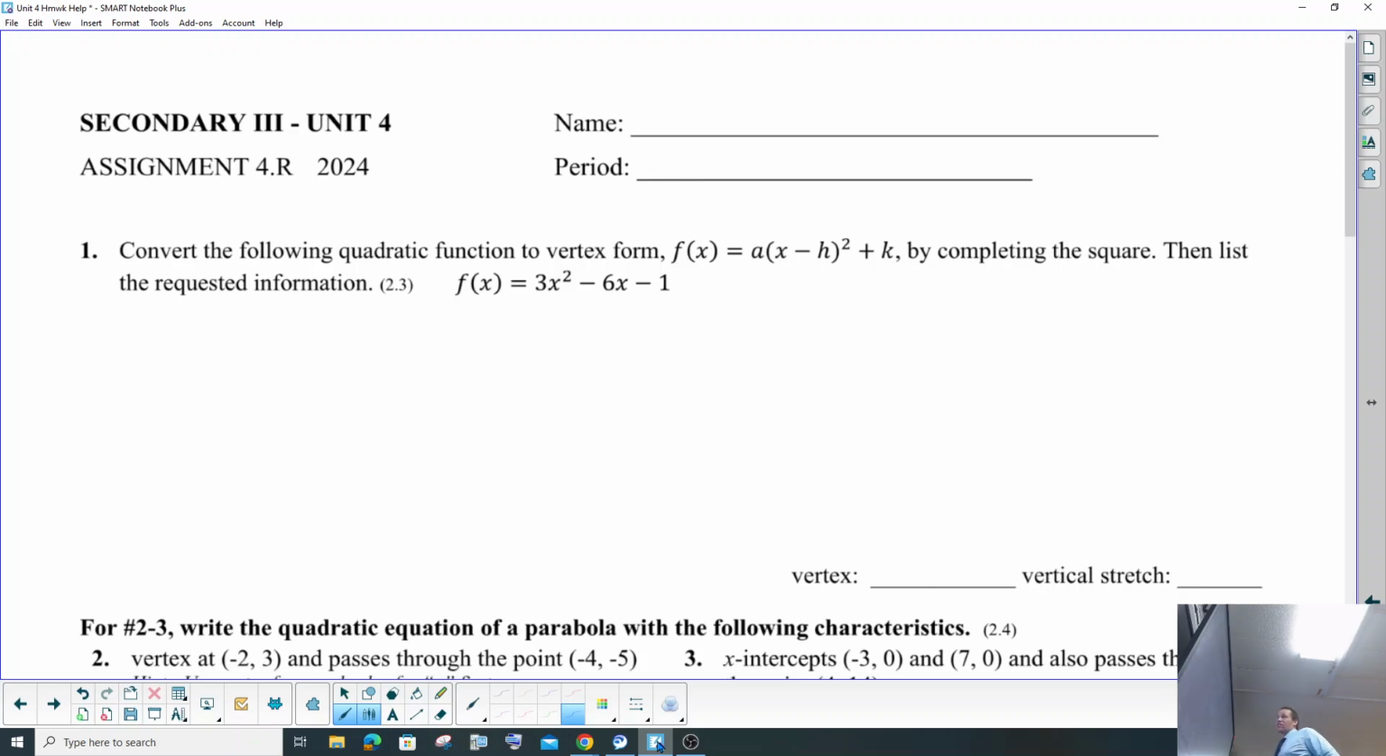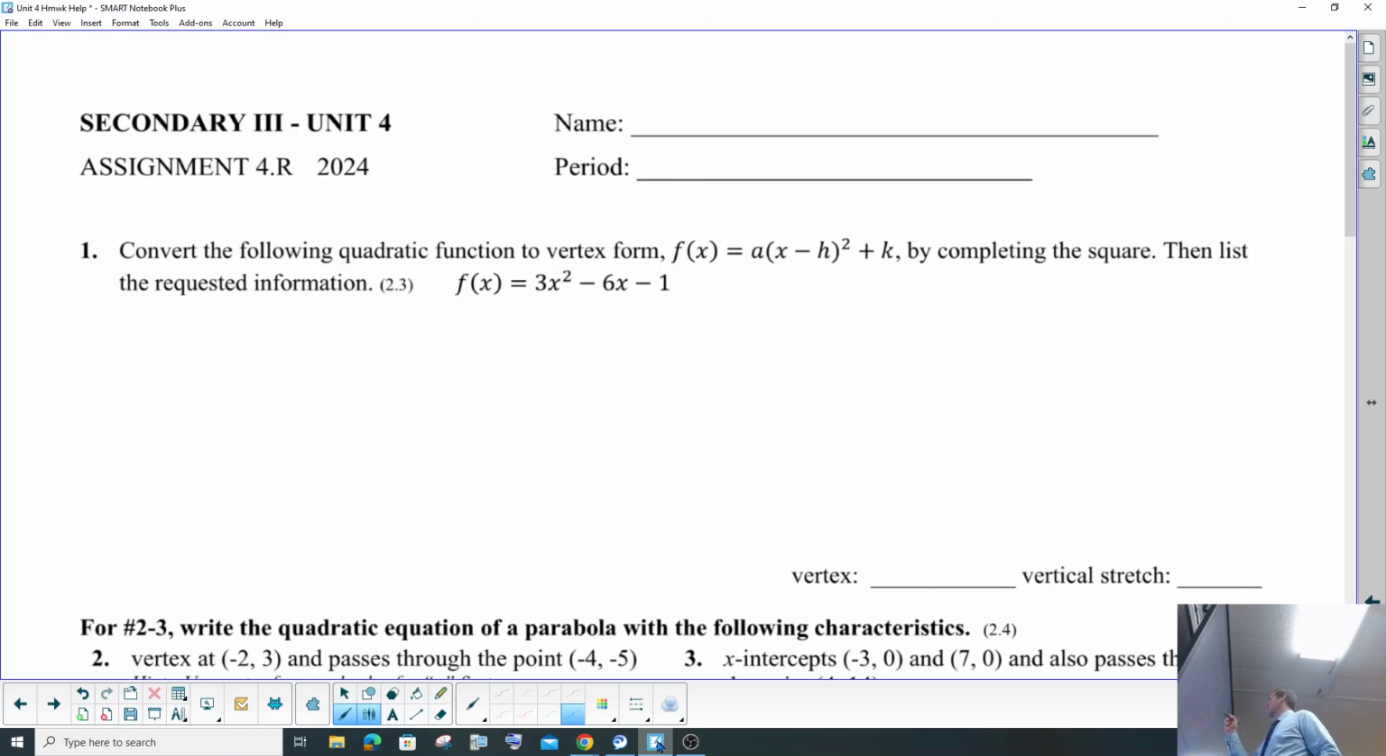Okay, so what we're working on there is our review. We're working on a review right now. Convert the following quadratic function to vertex form. Do you remember how to do that? Because you do that on the test. By completing the square, then list the requested information. So how do you complete the square?